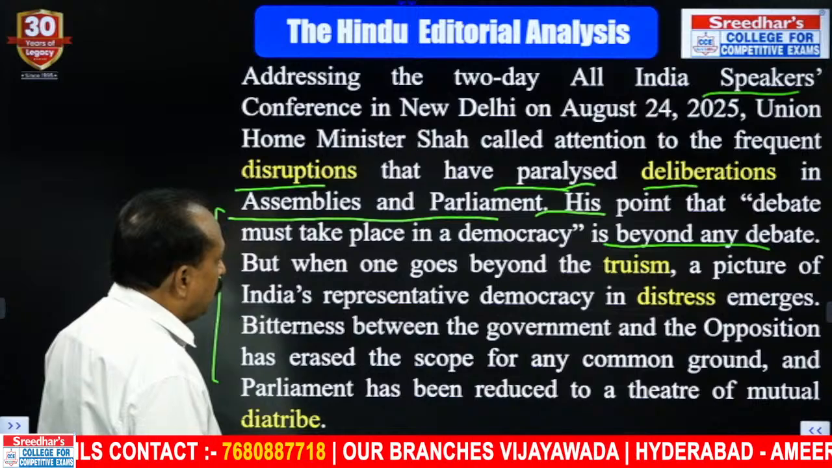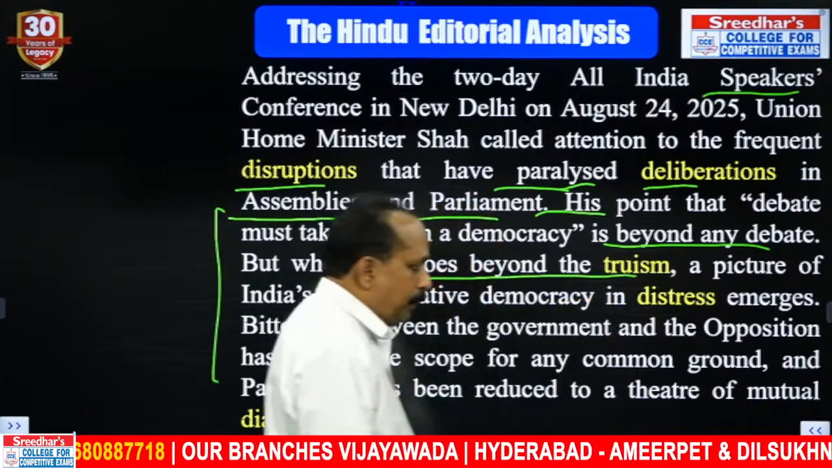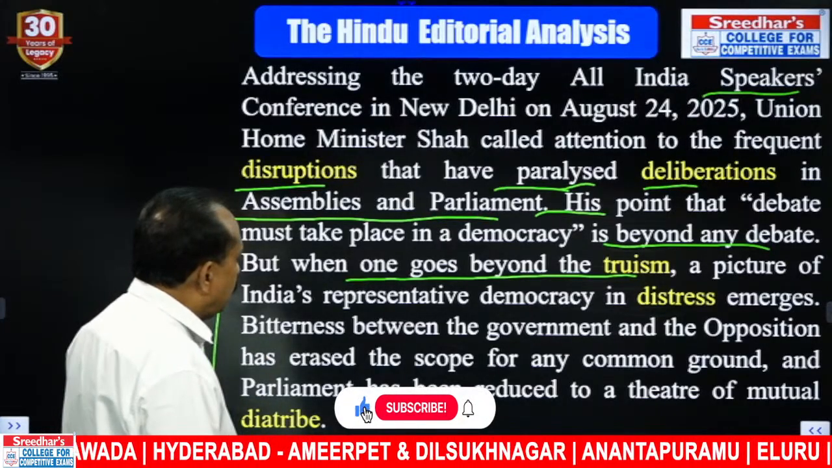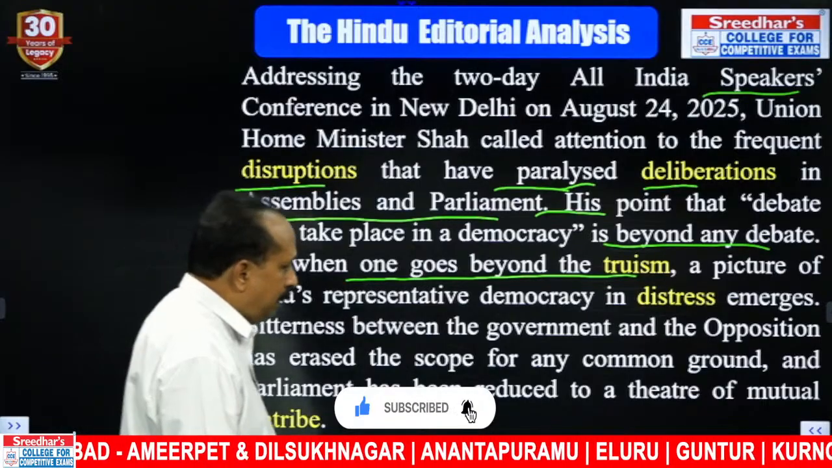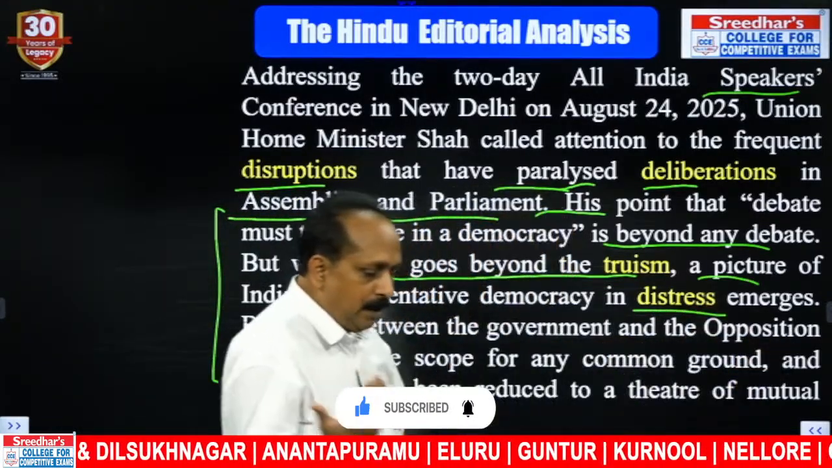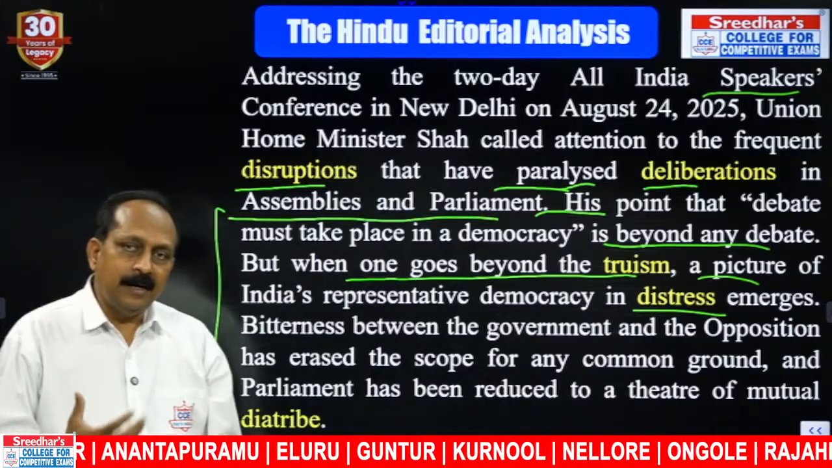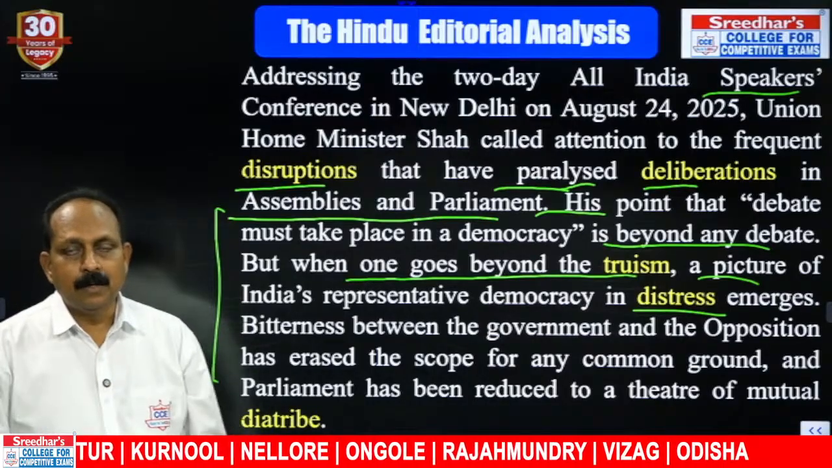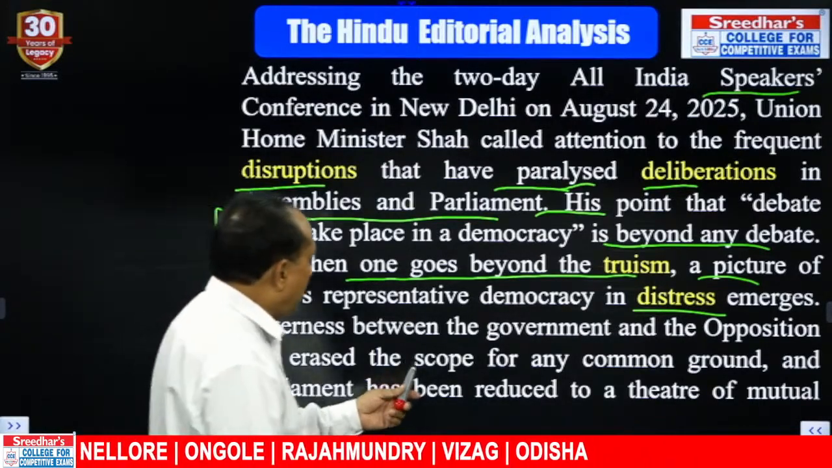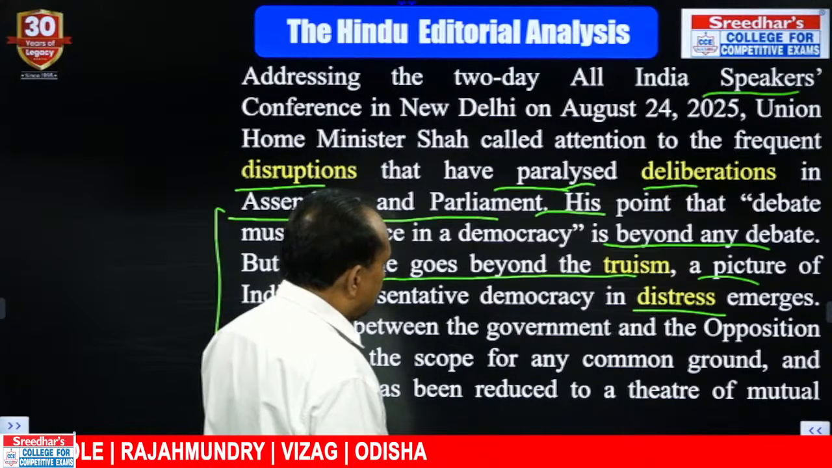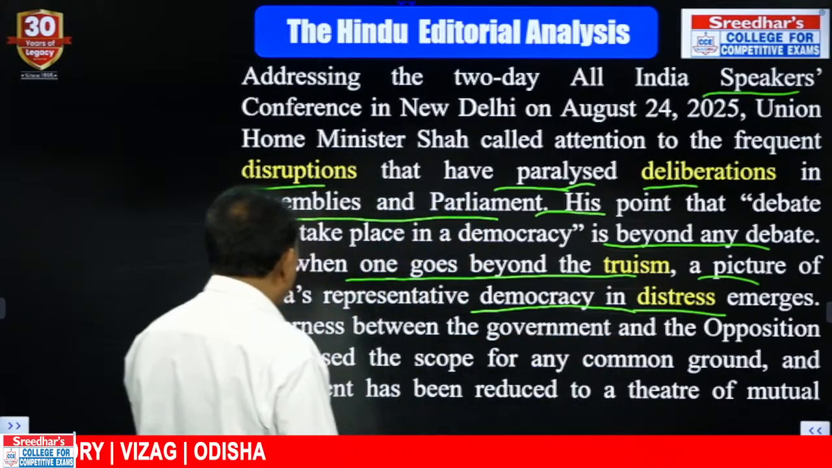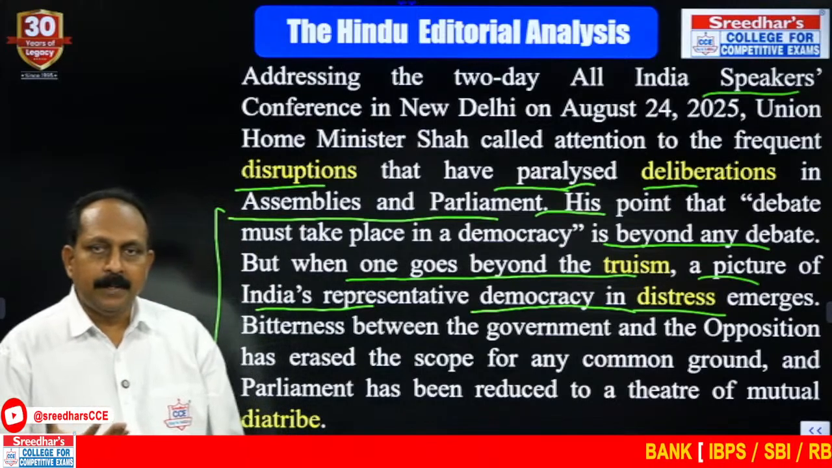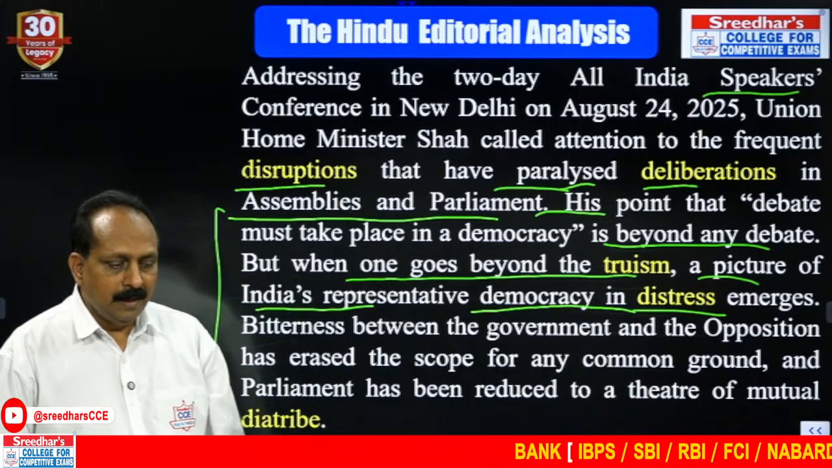But when one goes beyond the truism, when you look at the ground reality, a picture of India's representative democracy in distress emerges. When you go beyond the concept, the ideology, and see practically what is happening, a picture emerges. What is that picture? Democracy is in distress, which means democracy is suffering.